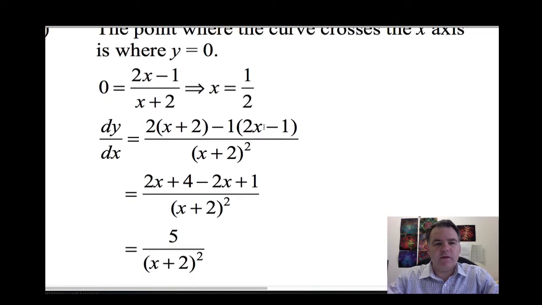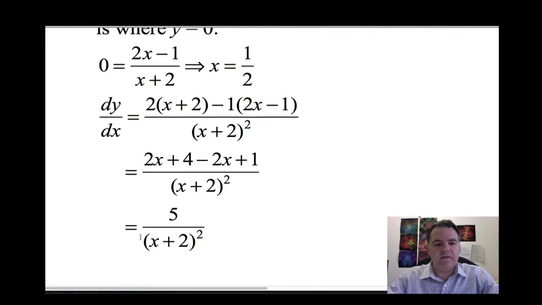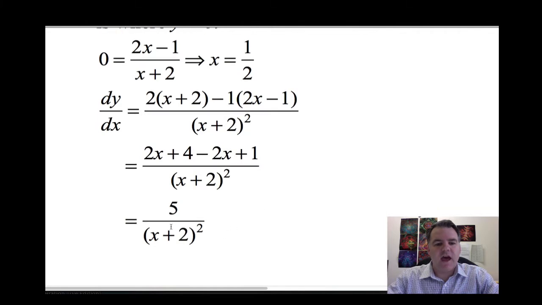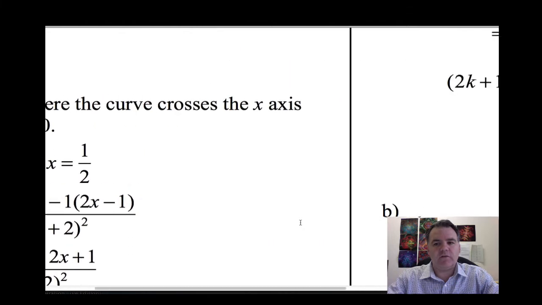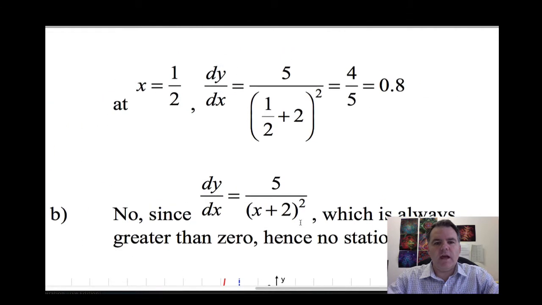So I've applied the quotient rule here, guys, and that gives me this, 5/(x+2)² for the derivative. Then I just simply substitute in 1/2 for x, and that will tell me what the slope is at that exact point. So here we go, at x equals 1/2, the derivative is 4/5 or 0.8. Excellent.